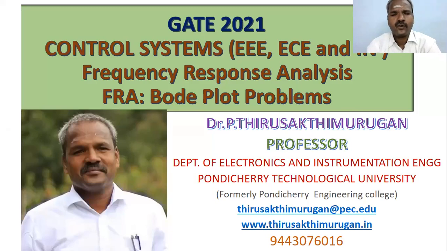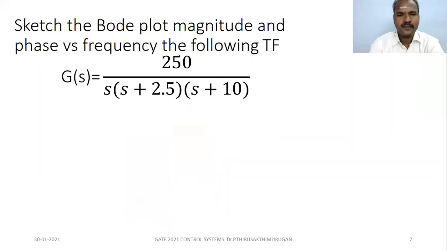Okay? Today we are going to discuss some problems on Bode plot, the frequency analysis Bode plot. So the first problem is: sketch the Bode plot, magnitude and phase versus frequency, for the following transfer function: 250 divided by s into (s plus 2.5) into (s plus 10), right?